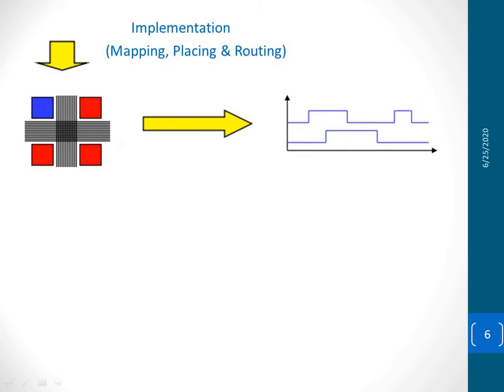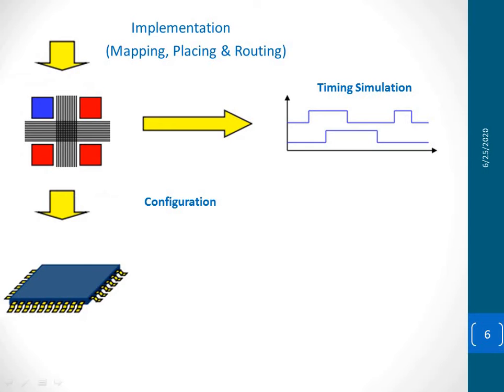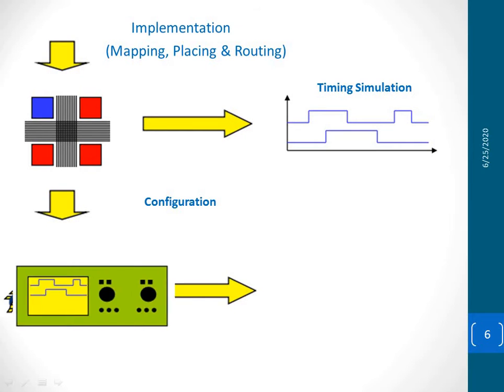After implementing, we need to test or verify again. That testing or verification is called timing simulation. Then the next step is configuration. That means we need to completely configure my board or my chip or my FPGA to be my own design. Suppose I have designed a half adder, it should be configured completely as a half adder. If I design it to perform some other task, it has to be configured as that particular task.